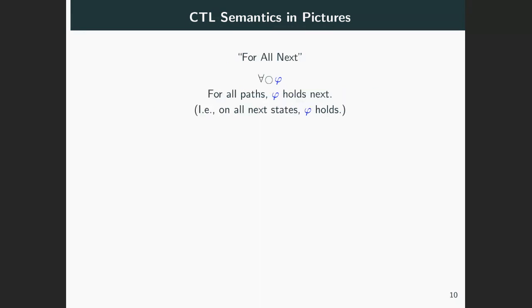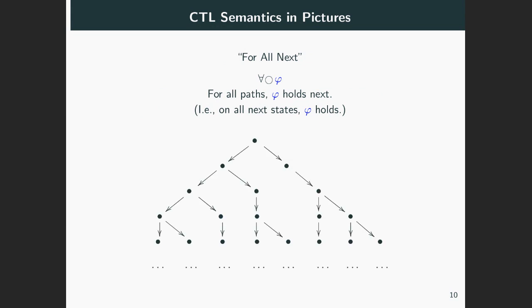Let's now consider the for all next connective. And here's again our tree. We are again in the case where the semantics can be simplified from paths and states on them to just states. In the path quantification reading of this property, we need that phi holds next on all paths starting from the current state, which simply means that phi holds on all next states, that is, on all successor states of the current state, which are shown here in blue.